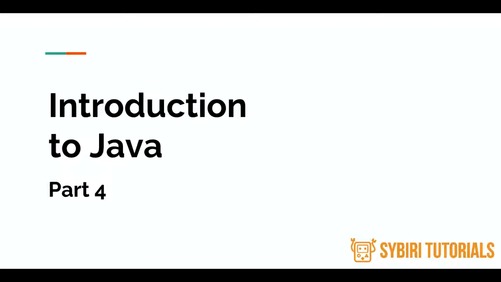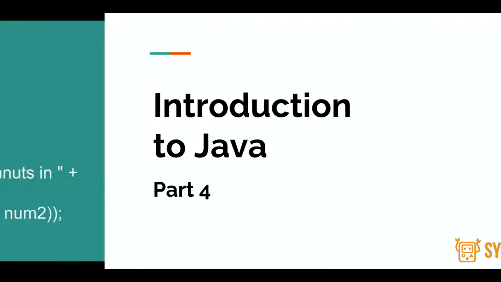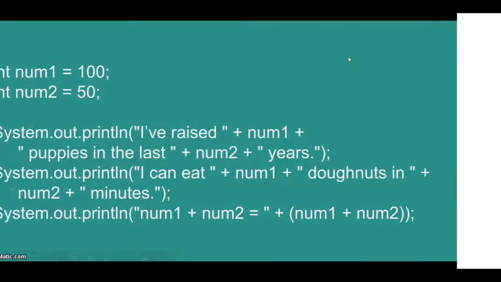Today in part 4 we'll be learning about variable name restrictions as well as primitive data types. Let's take a look at the homework answers.